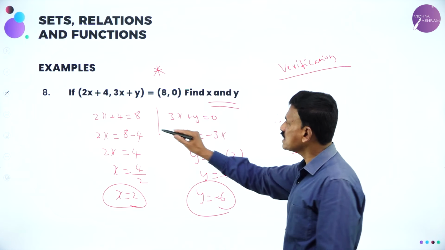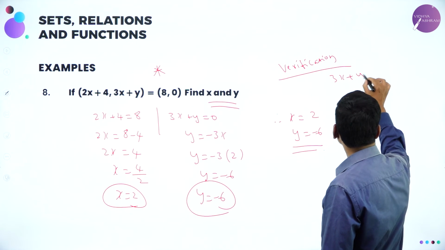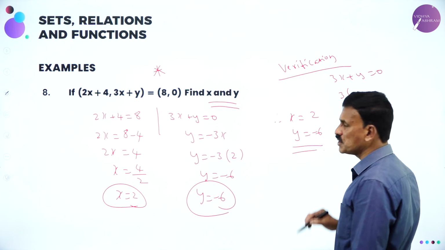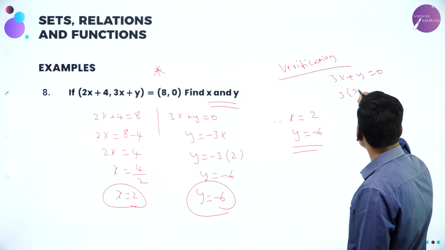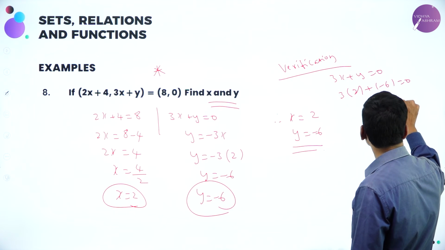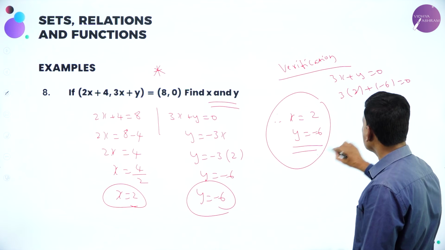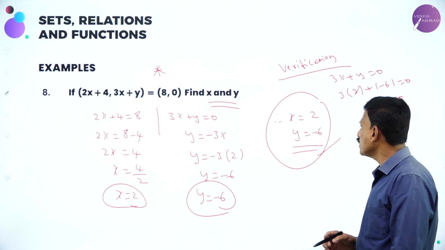Suppose you want to verify, let us take any one of these two equations. Let us take 3x + y = 0. What is x? x is 2. What is y? -6. See, 3 twos are 6, 6 - 6 is 0. 0 is equal to 0. So therefore the answers x = 2 and y = -6 are correct.